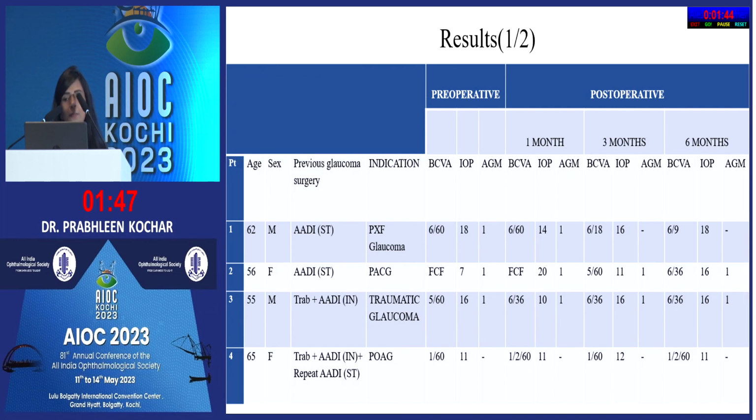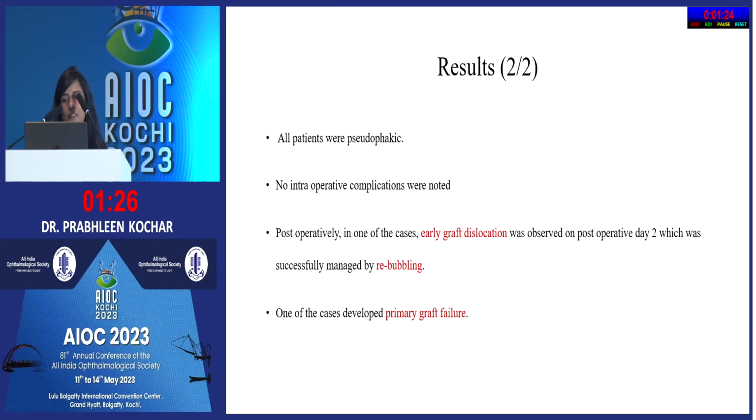The intraocular pressure was well under control in all the patients, with 2 requiring additional anti-glaucoma medications. The visual prognosis was good, with 1 patient achieving up to 6/9 vision post-operatively and 2 patients achieving 6/36. 1 patient did not improve because of primary graft failure. In one of the cases we noted early graft dislocation on post-operative day 2, which was successfully managed by rebubbling.